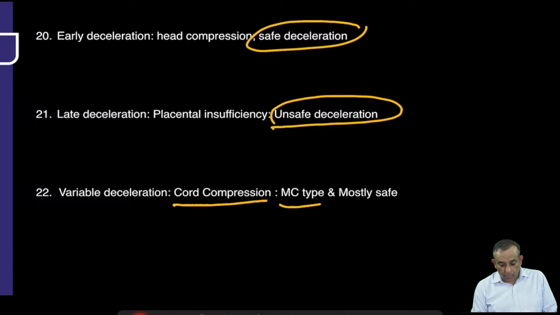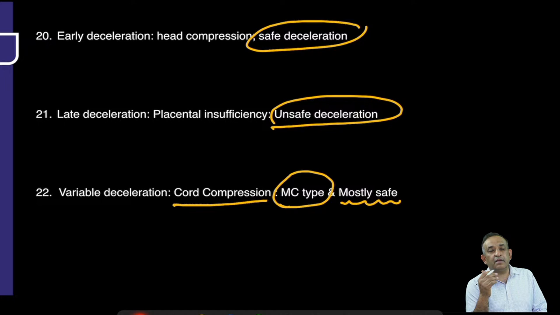All right, if it is recovering, most decelerations start and recover within 30 seconds. Sometimes they can go up to 1 minute. So if they're recovering within this time, it is all right. But if they're taking longer than a minute, then we say that this variable deceleration, which is causing the cord compression, is compressing the cord for a longer time. Longer cord compression means the deceleration will be longer than 30 seconds. And if it goes beyond 1 minute, 2 minutes sometimes, then it is not safe.